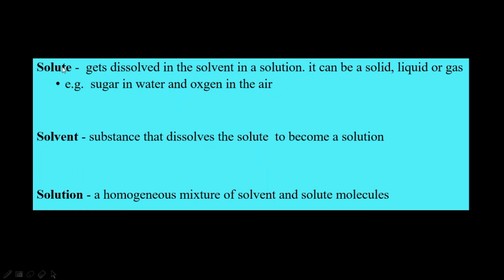We are told that a solute gets dissolved in a solvent. An example that we are given is sugar in water. In short, sugar is your solute, whereas water is your solvent. So when you have sugar plus water, that will make a solution. This is why they are telling us that when you have a solute in a solvent, you get a solution.